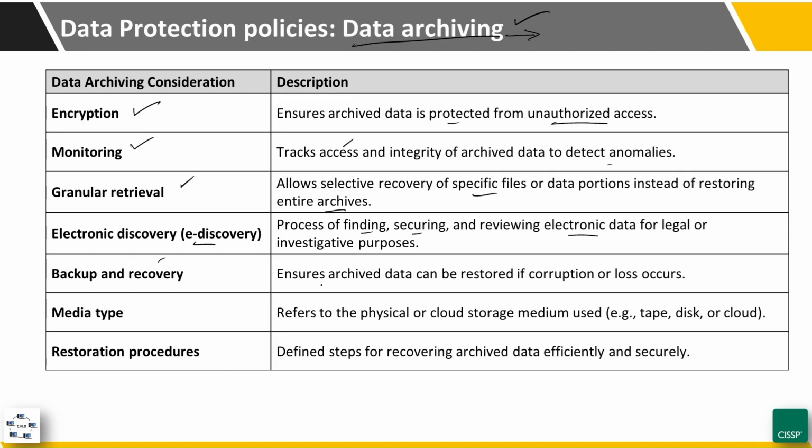Backup and recovery ensures that archived data can be restored if corruption or loss occurs. So if, let's suppose, there is some corruption or loss of data, you should have a backup of that archived data, and then you are able to recover it from the backup. Media type means what type of physical or cloud storage medium is used to store that archived data. For example, it may be tape, it may be disk, or it may be cloud storage. Next is the restoration procedure. This defines the steps for recovering archived data efficiently and securely.